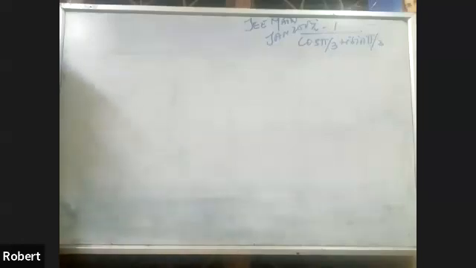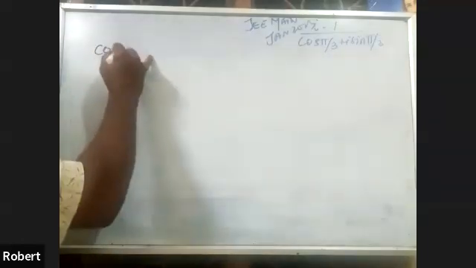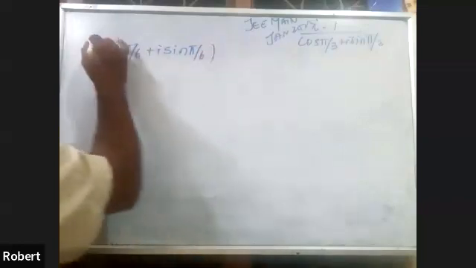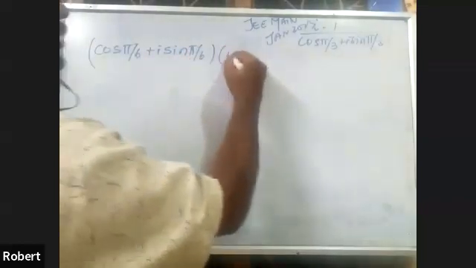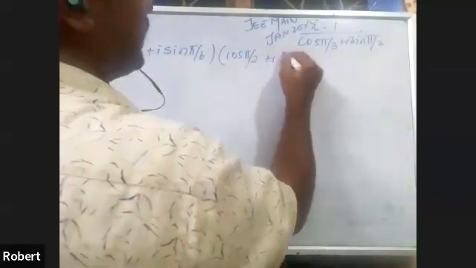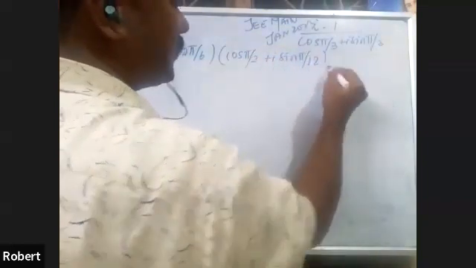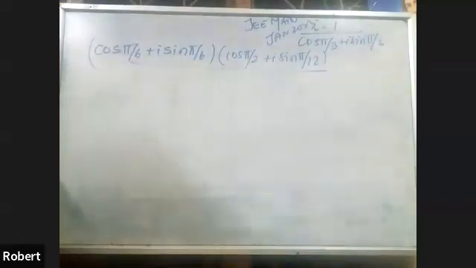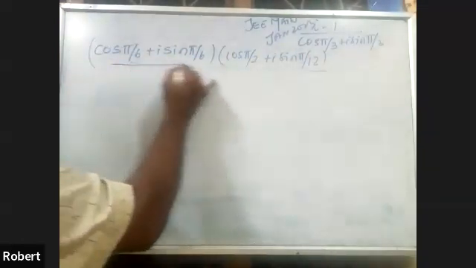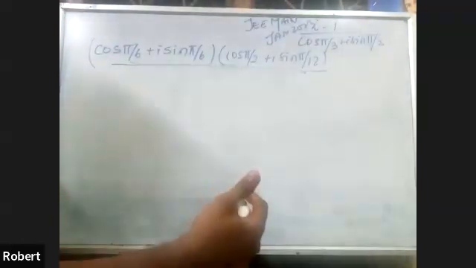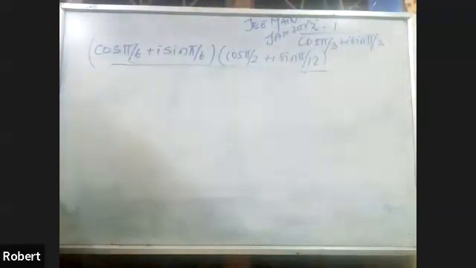Now, we'll do some problems. The polar form is given. How to convert it into rectangular form? Take down the first problem. It was given that cos pi by 6 plus I sine pi by 6, which is multiplied by cos pi by 12 plus I sine pi by 12. We all know that this is given in polar form. How to convert this into rectangular form? Everybody knows that.